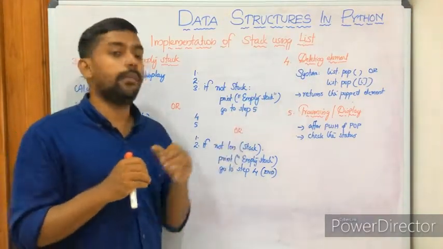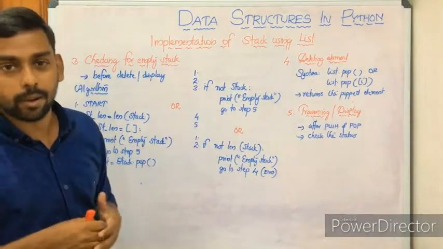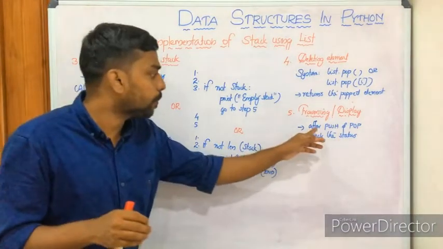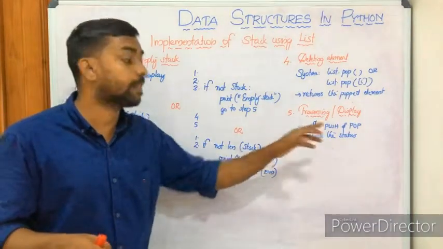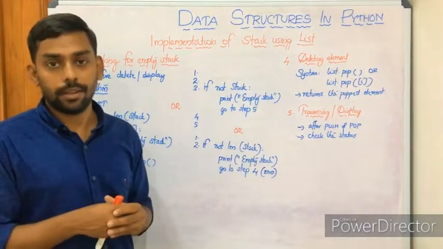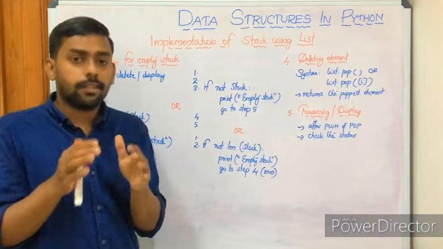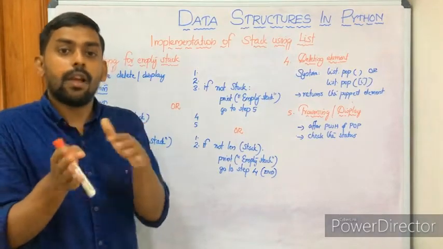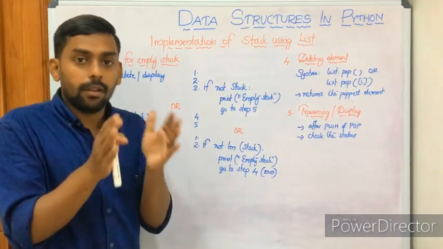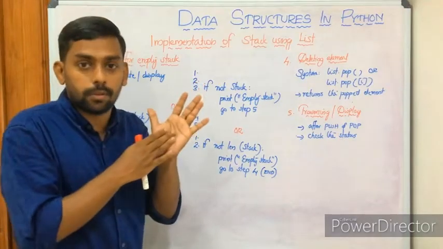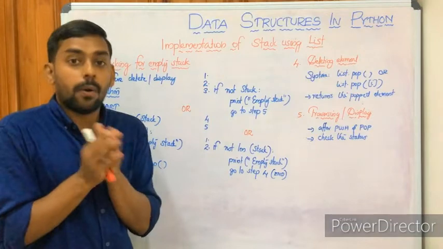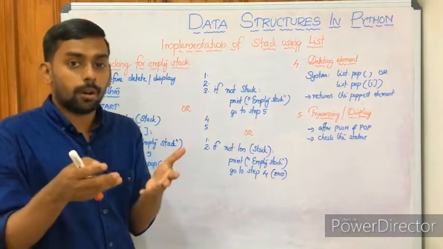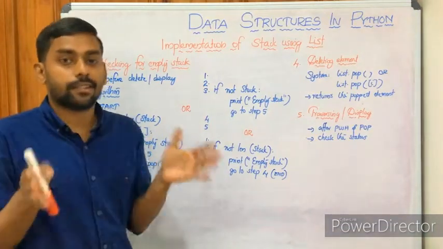And finally, we have the traversing or displaying operation. What is traversal or display? After a push or pop operation, we have to traverse just for checking the status of the stack. At present we have 3 elements. After inserting one more element, there will be 4 elements. We have to display it. So traversal is performed just after a push or pop operation, for knowing the status of the stack.